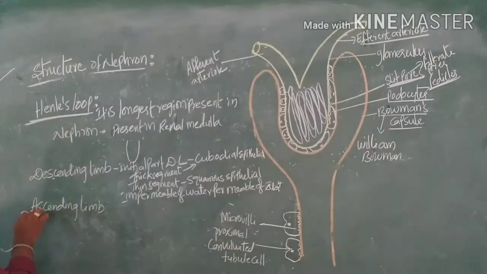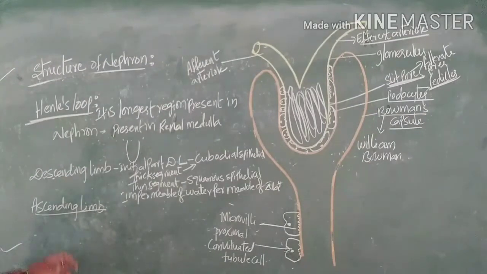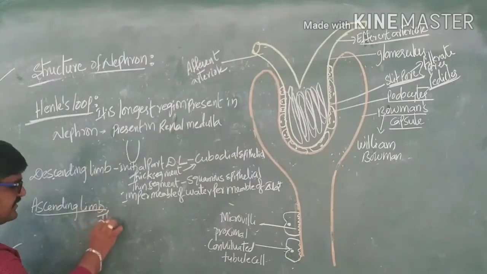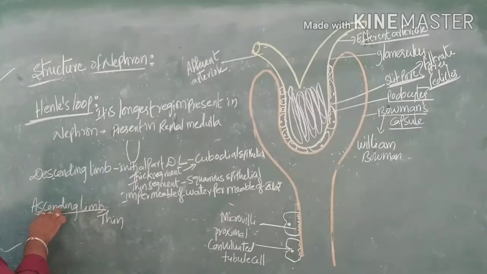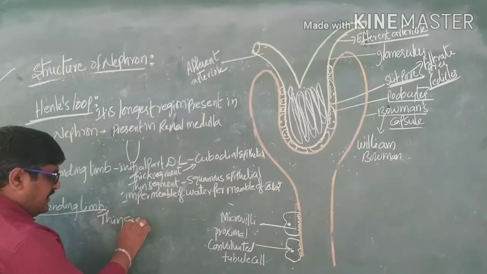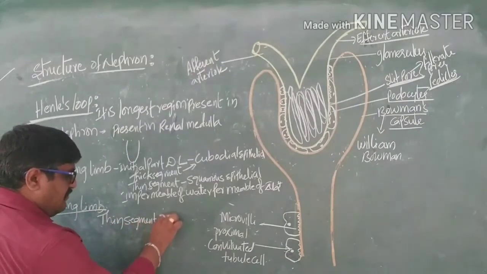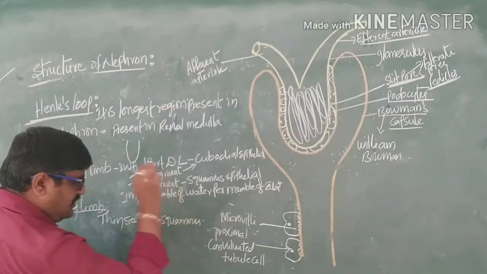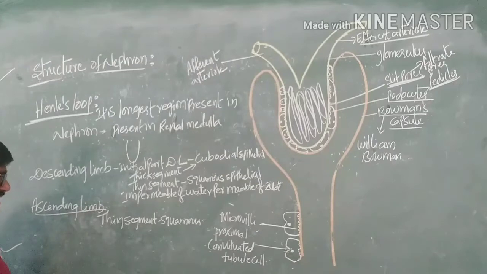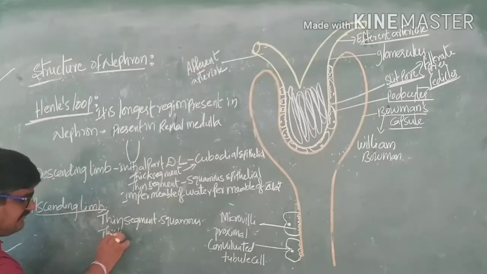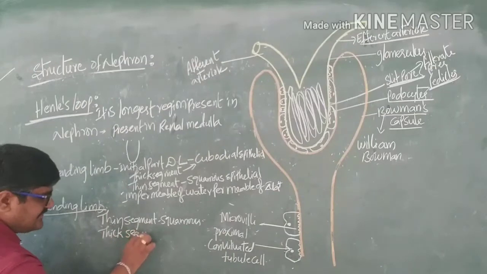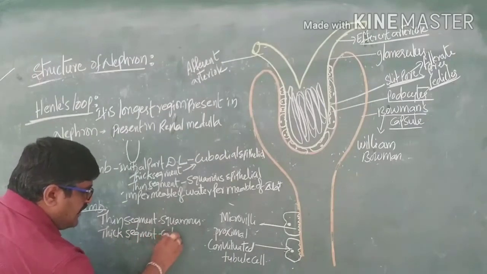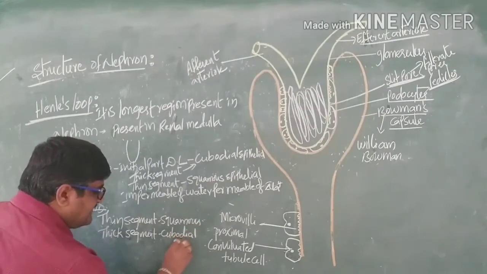Next, coming to the second one, that is the ascending limb. The initial part of the ascending limb is a thin segment, made up of squamous epithelial cells. Next to this, it is made up of a thick segment, made up of cuboidal epithelial cells.